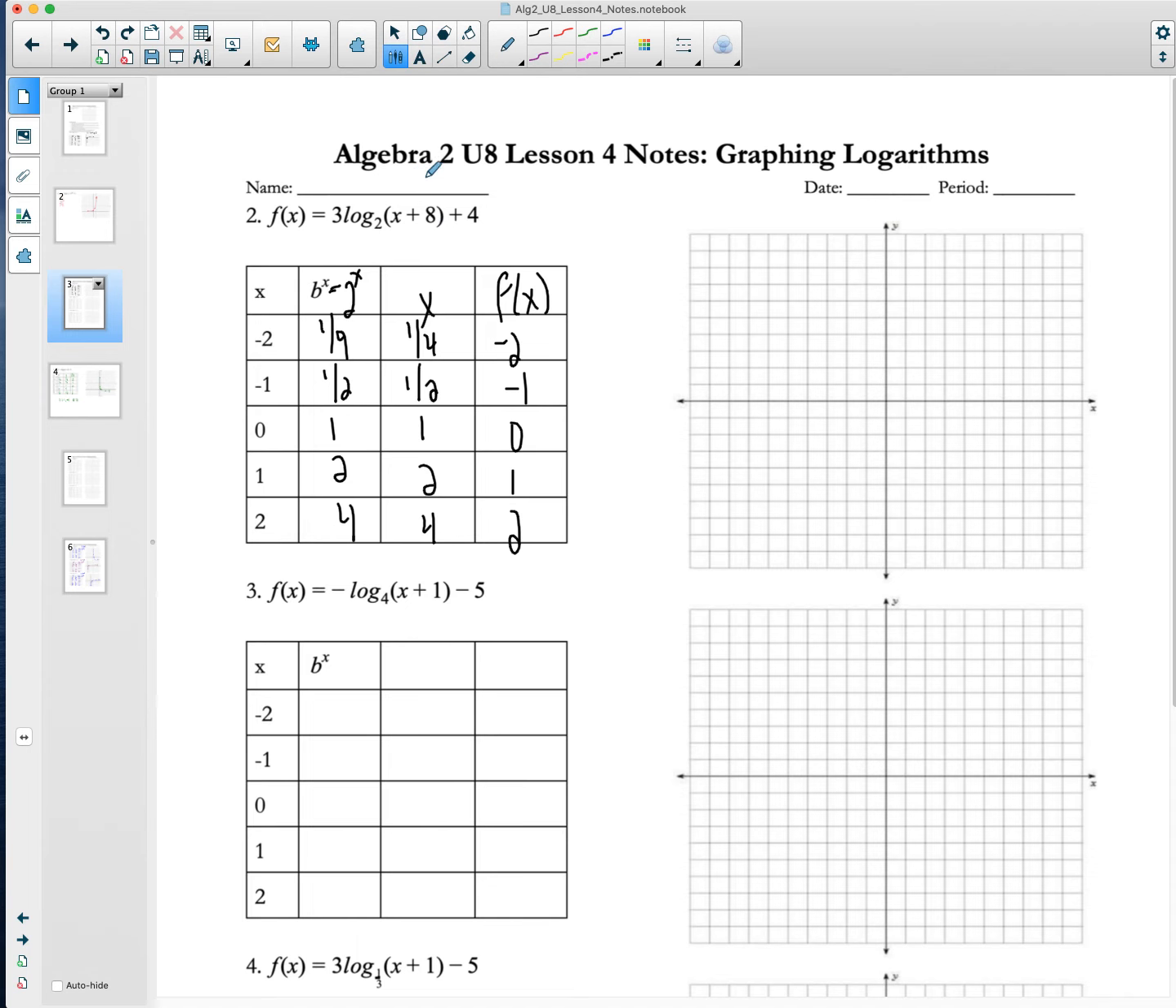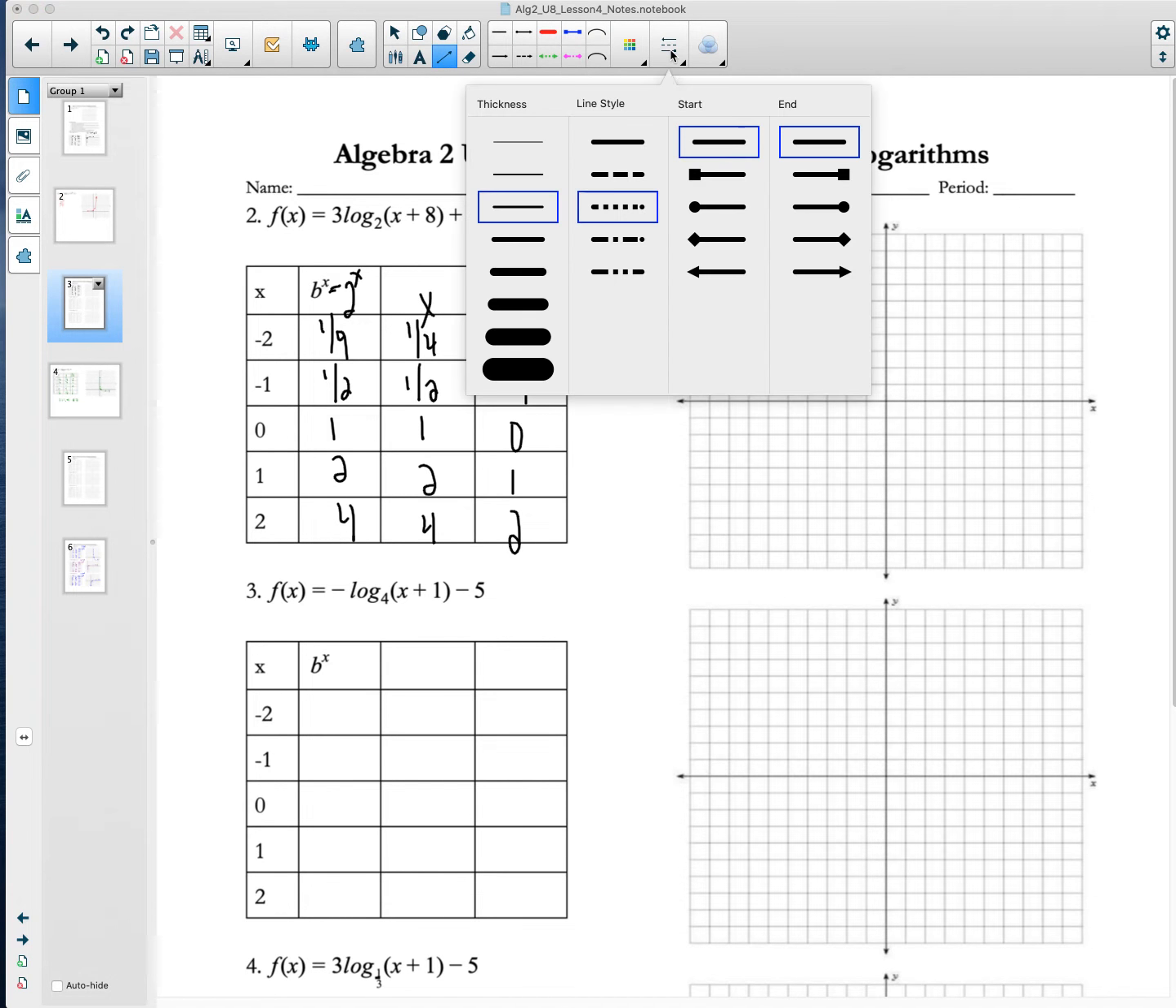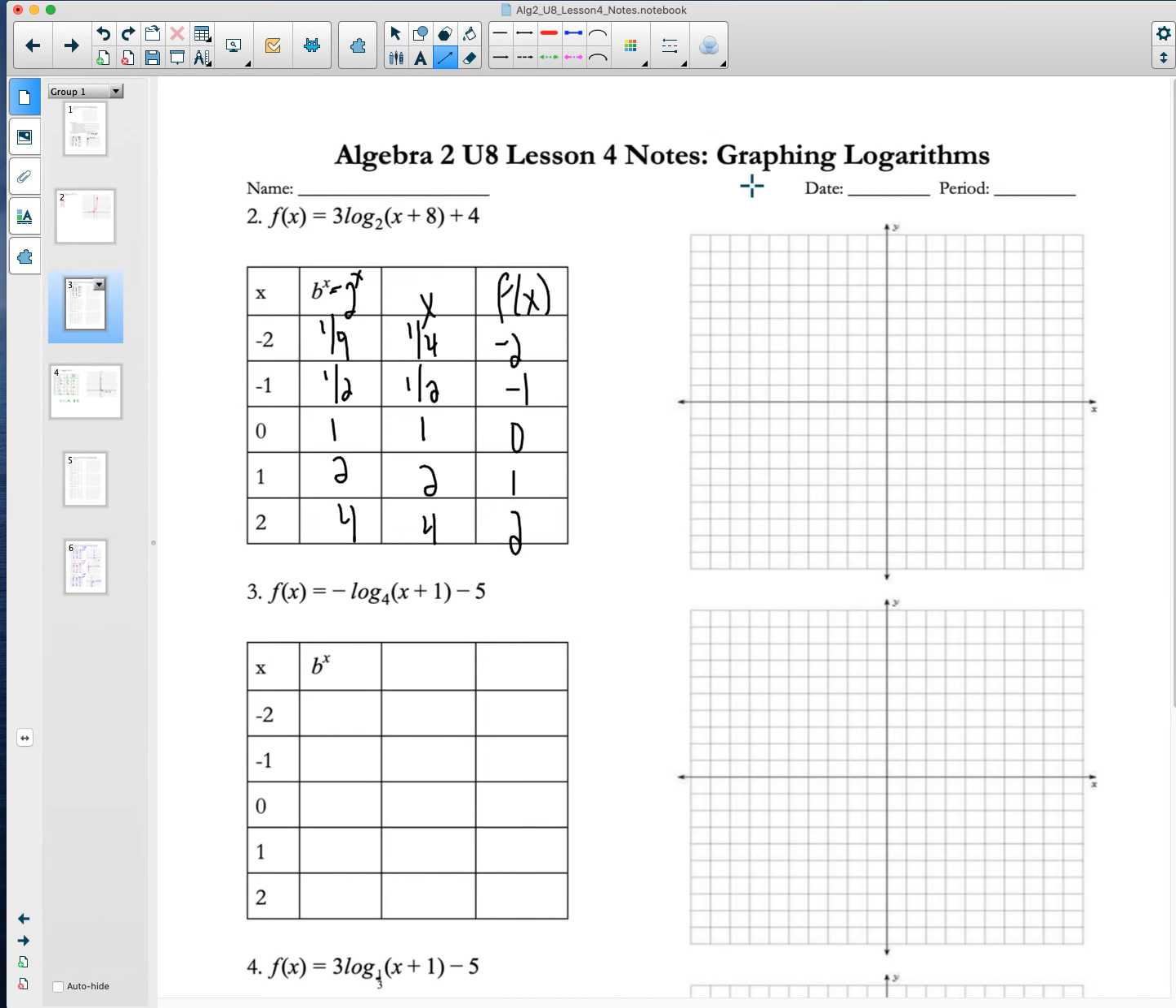And once again, we want to now find our new origin. So we're going to put in those dashed lines to represent our vertical and horizontal shift. So once again, our horizontal shift is to the left 8. So 1, 2, 3, 4, 5, 6, 7, and 8 right here.